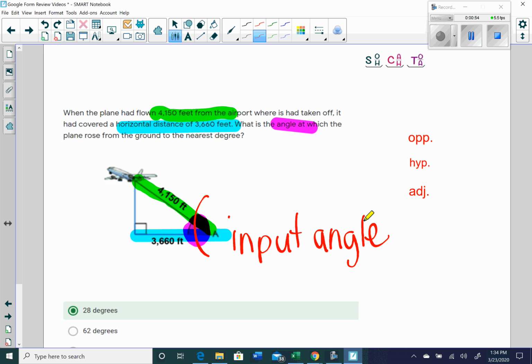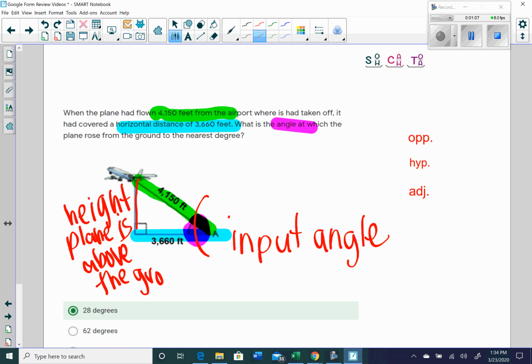This has been added to the diagram. It's just the height the plane is above the ground. It's not mentioned in your word problem, but I knew it was the height because I saw this right angle here. And remember that a right angle is always formed from the height and the ground in these types of problems.